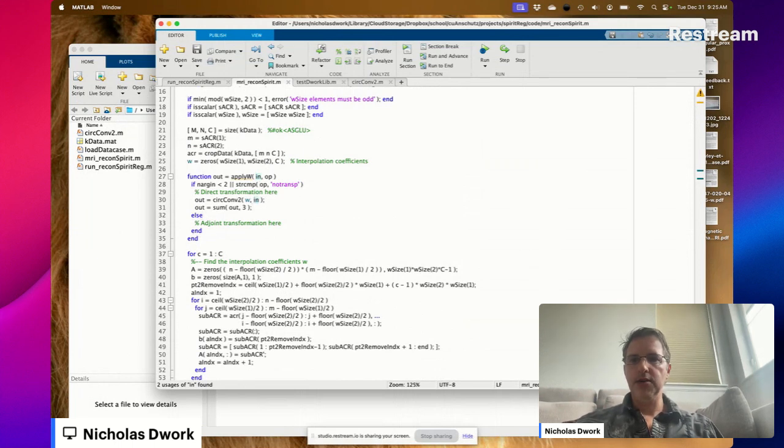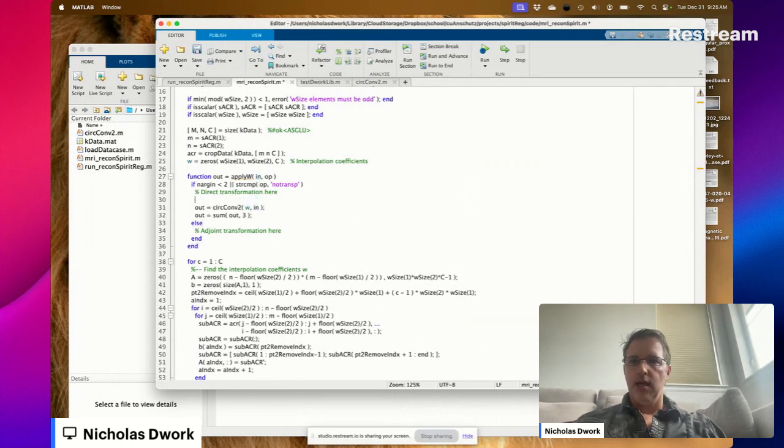So when we do the adjoint, here out is equal to some function of in, and that particular function, and that's it. Like W is considered fixed with respect to this function.